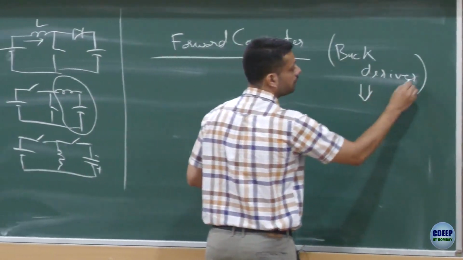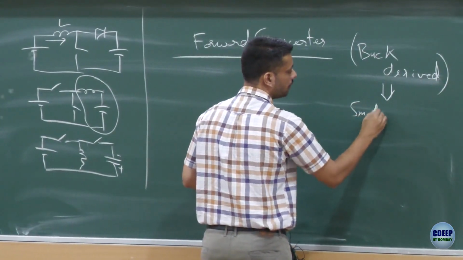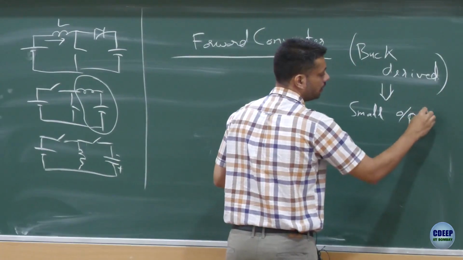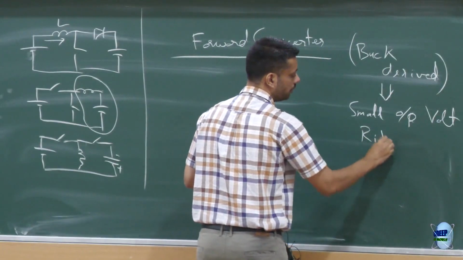Buck derived, and therefore small output voltage ripple.